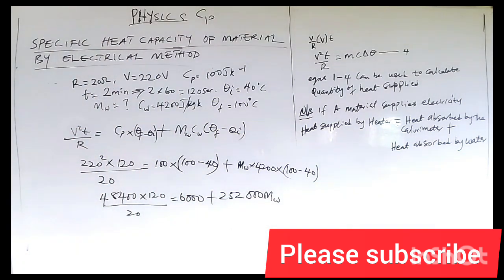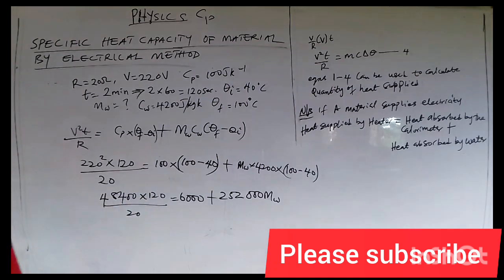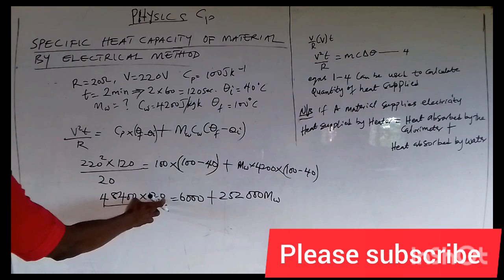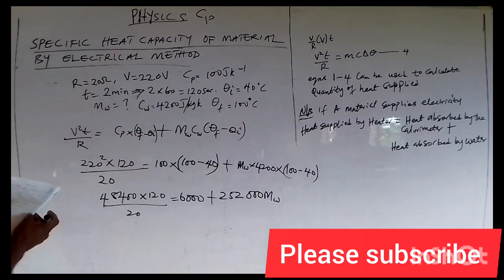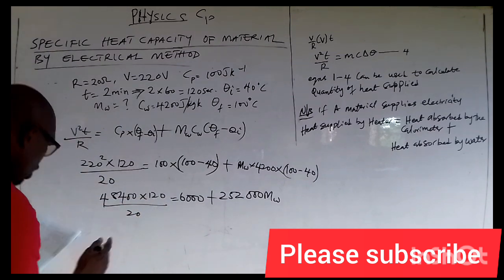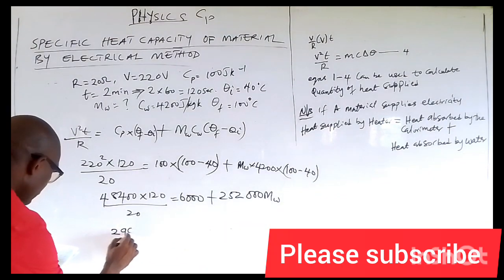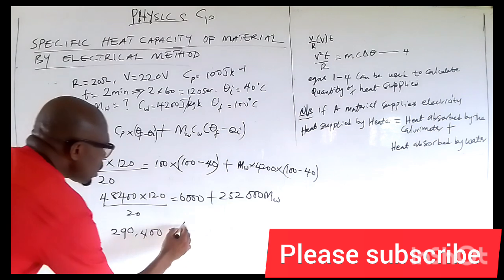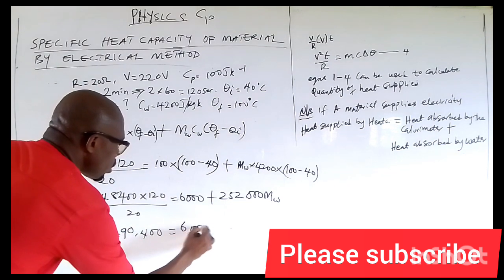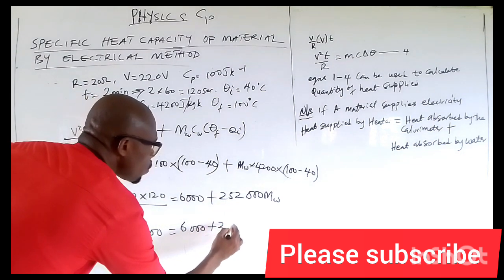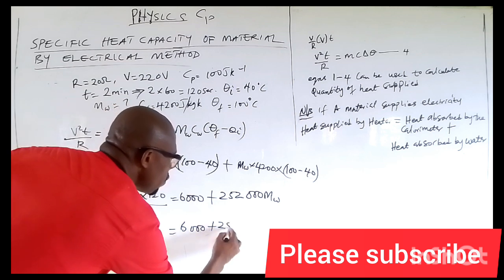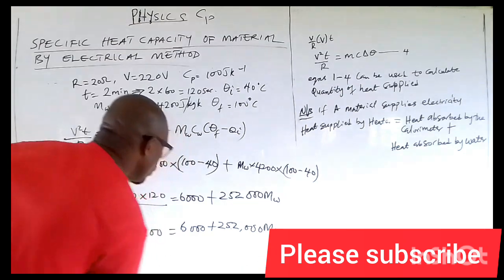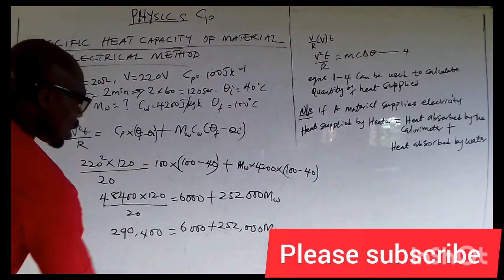MW. So at this point we can multiply the 48,400 times 120 divided by 20 will give us 290,400 equal to 6,000 plus 252,000 MW. So at this point we can collect like terms here.